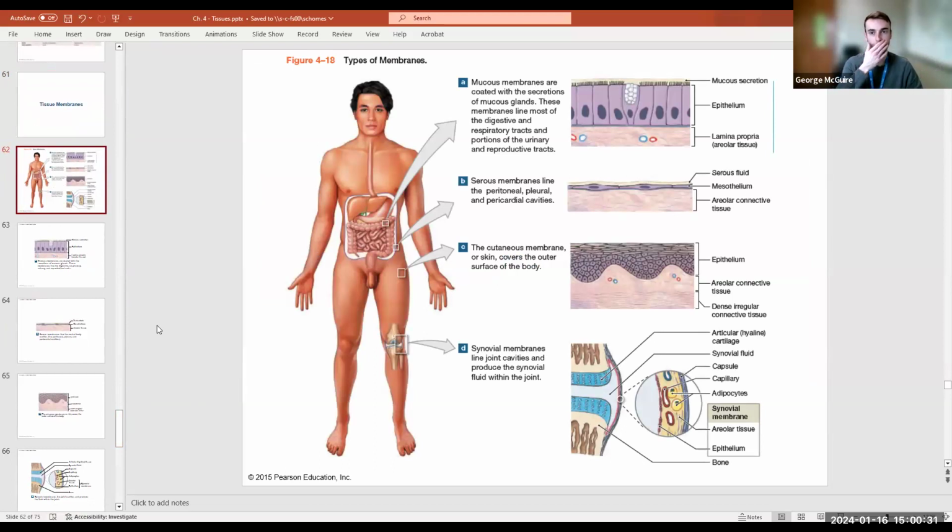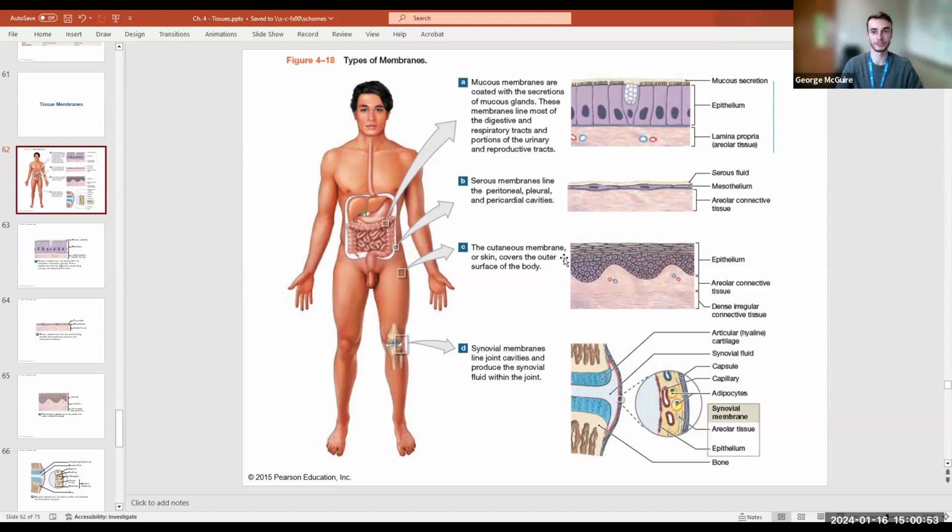So essentially, we have 4 different membrane types lining our tissues. We have mucous, serous, cutaneous, and synovial. And some of these are really specific, or I guess all of these are generally quite specific here. So mucous membranes secrete mucus. Serous membranes secrete serous fluid, and I'll talk more about what that is and what they do.